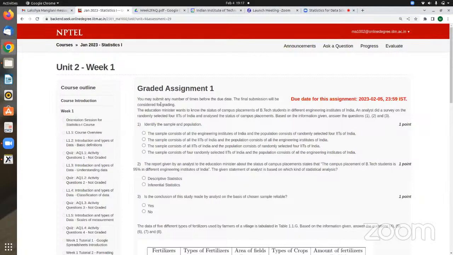Inferential, right? So option B should be the correct option. Mayur sir, can you again differentiate between descriptive and inferential? Yeah, okay. So descriptive is what?